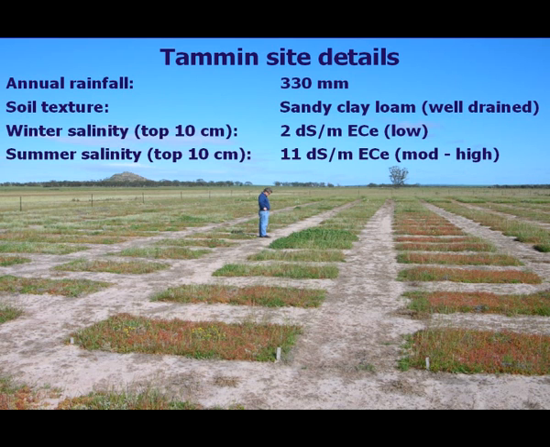Okay, a bit about the site. It's about 330 millimetres annual rainfall. It's a sandy clay loam, well drained, so waterlogging wasn't a factor at this site. Its summer salinity levels in the top 10 centimetres were, we consider, moderate to high, whereas in midwinter the levels drop down to quite low.